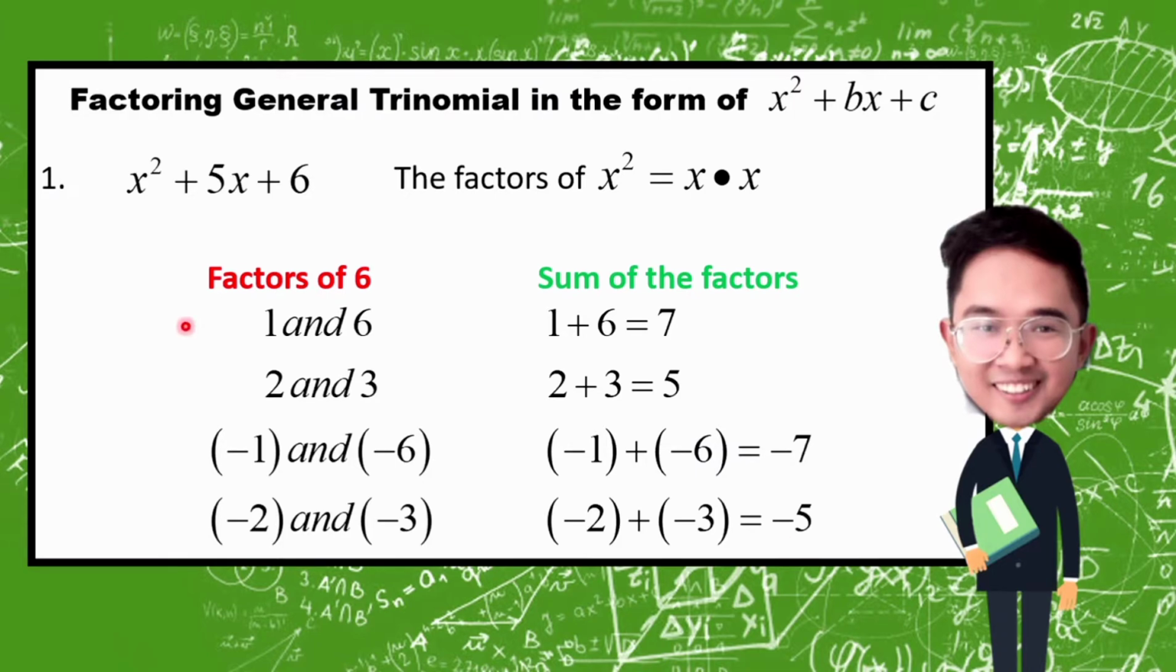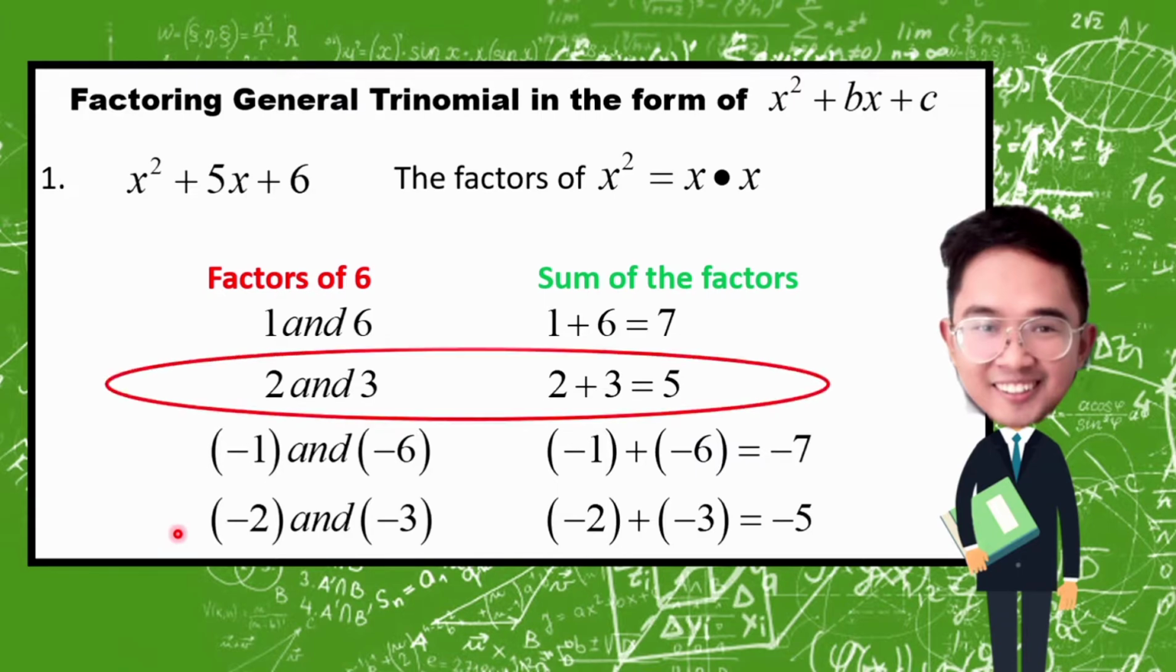What factors do you think we are going to use? Is it 1 and 6, 2 and 3, negative 1 and negative 6, or negative 2 and negative 3? Very good. We are going to use 2 and 3. Why is it 2 and 3? Remember, the factors of the second term whose product is the last term. We have here 2 times 3, which is equal to positive 6. And the sum of these factors is 5, which is equal to the middle term, which is positive 5.